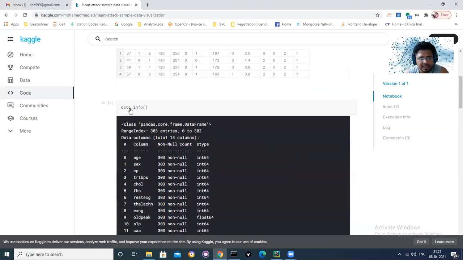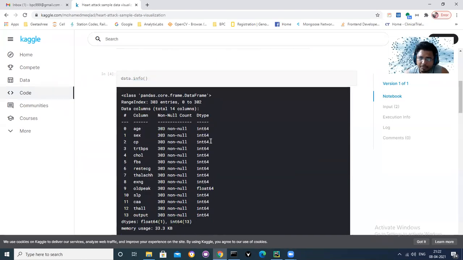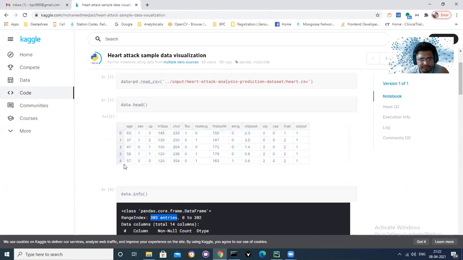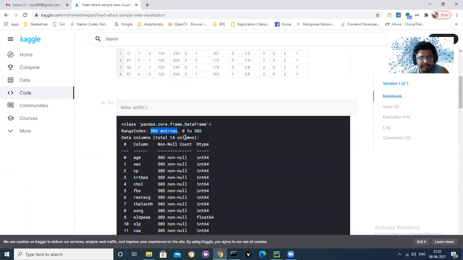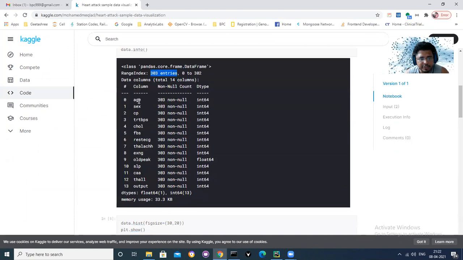Second step is info. Info means it tells me quantitative information about the data. Quantitative, right? That is, it has 303 entries. That means it has 303 records. We are seeing the first five here. Total 14 columns. That means there are 14 features. We have talked about feature engineering, right? So 14 features, 303 entries, and the data type of each column.